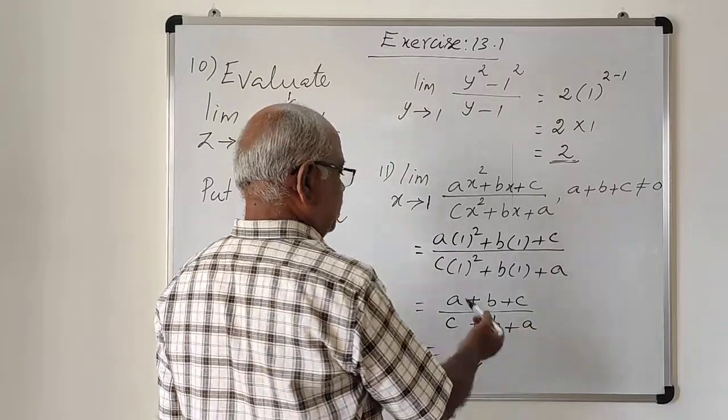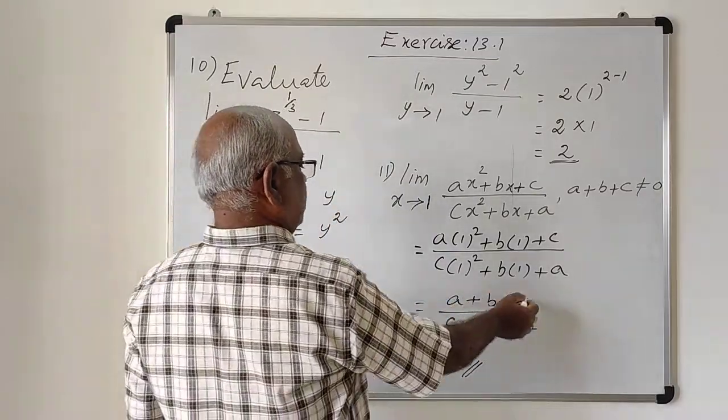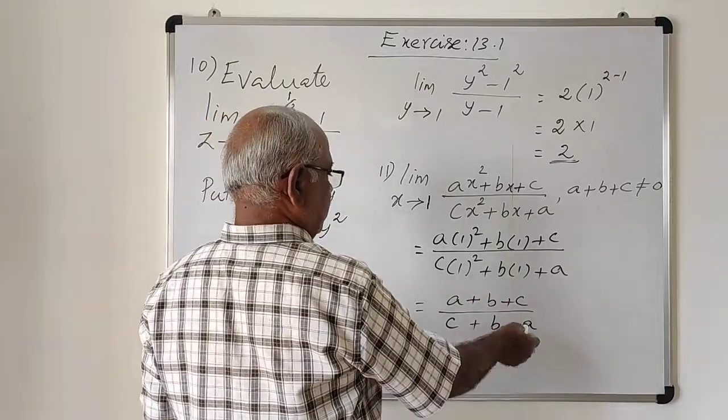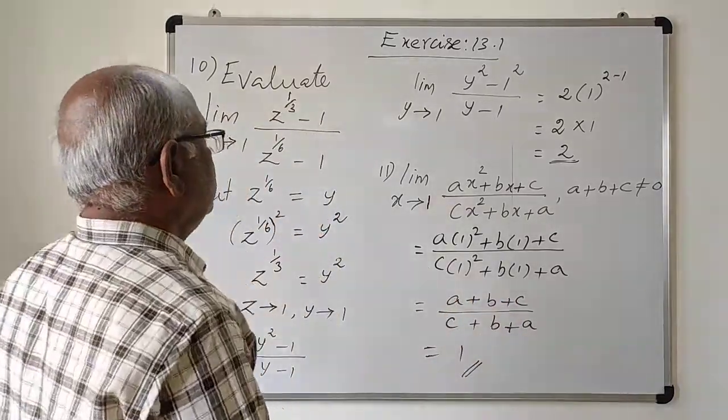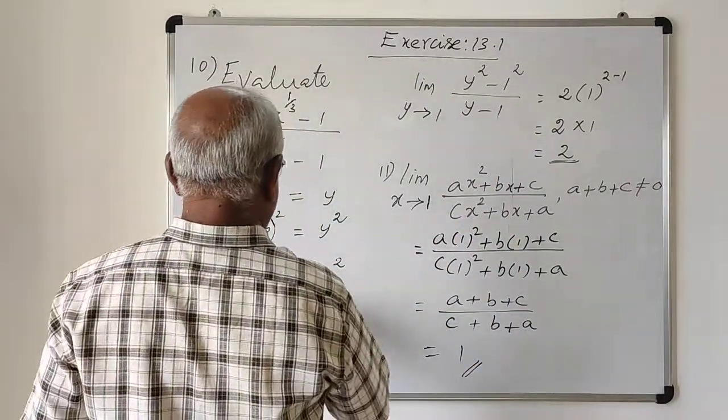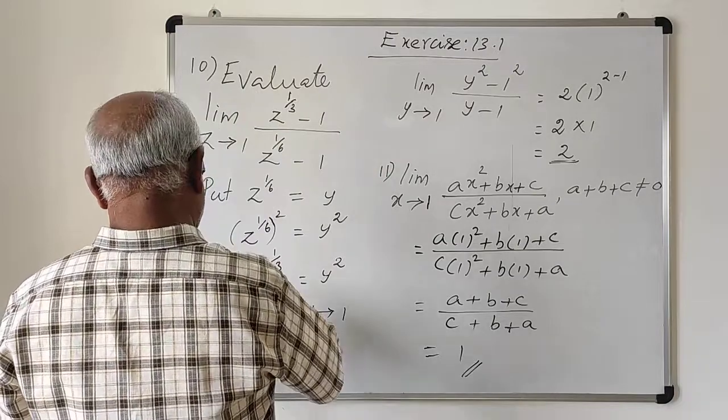That is nothing but a plus b plus c. The numerator is a plus b plus c. Therefore, dividing a plus b plus c by a plus b plus c, the answer is 1. That's all about problem 11. Next, we will see problem 12.